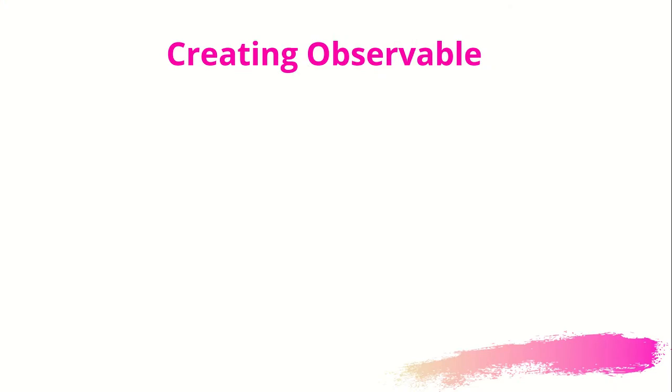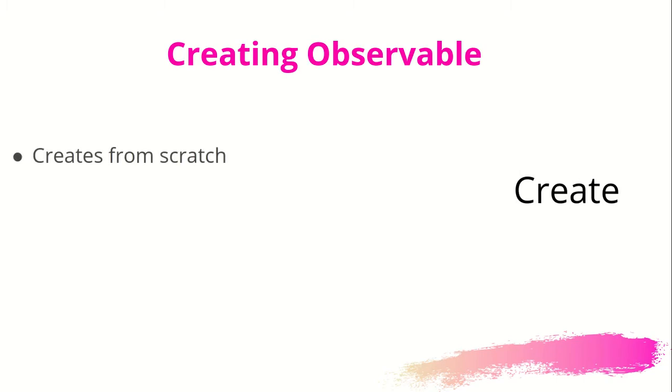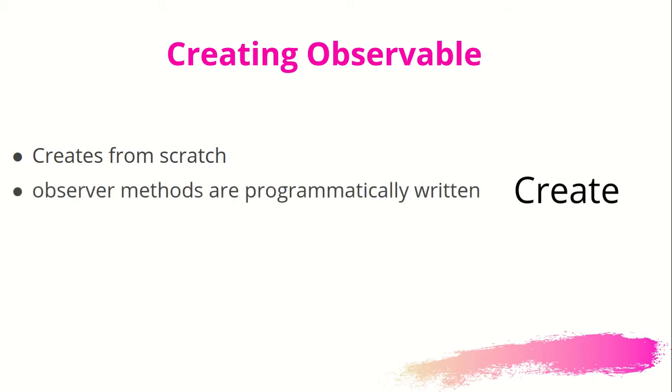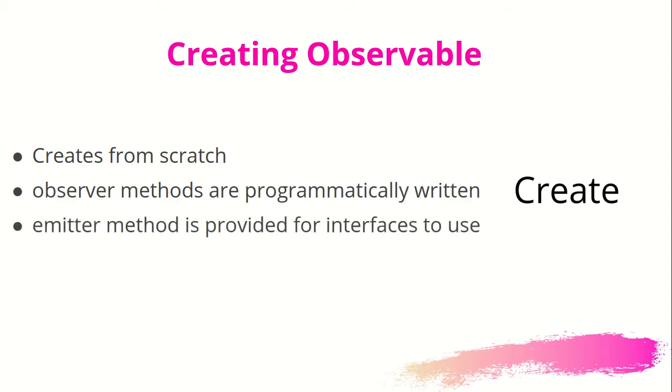Creating an observable using the create method is where you create an observable from scratch. In this method, we are going to write every method of the observer programmatically, and an emitter method is provided which the interfaces will be using to subscribe onto it and get the different emitted values. So let us start coding for creating an observable using the create method.